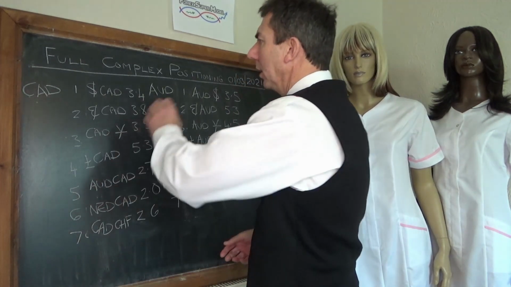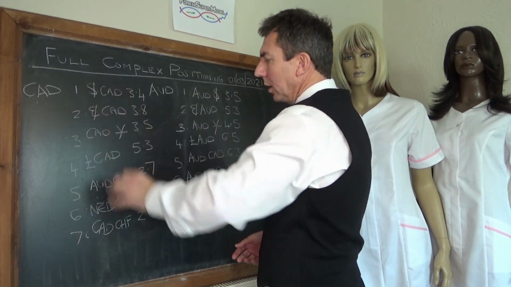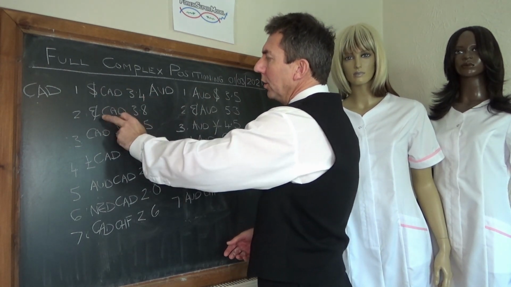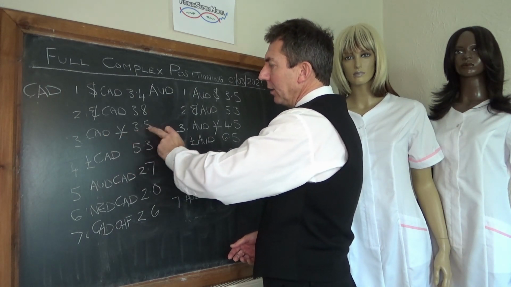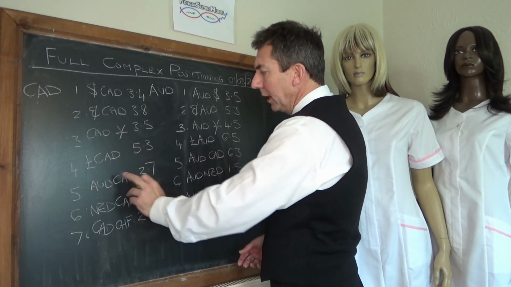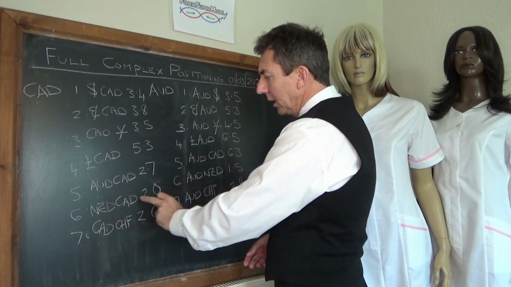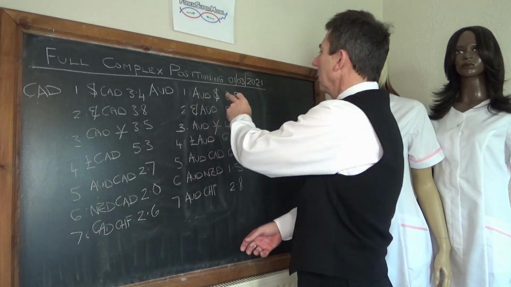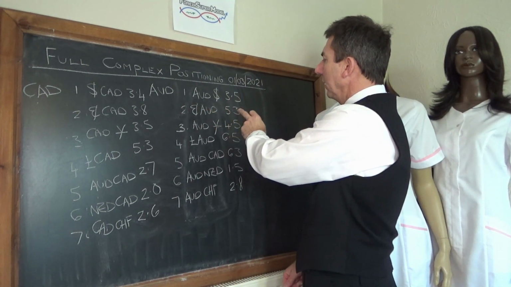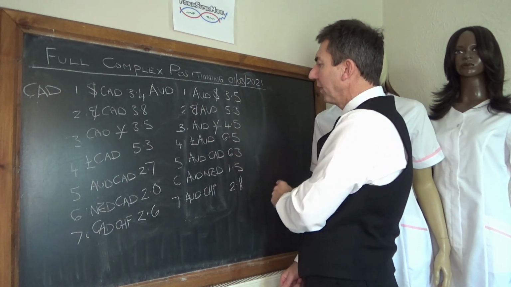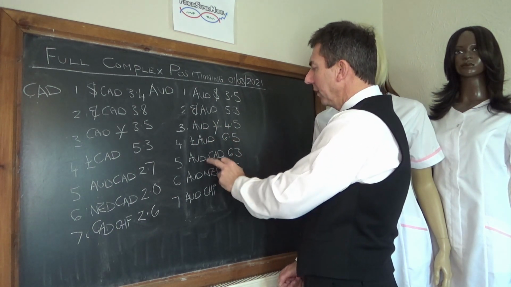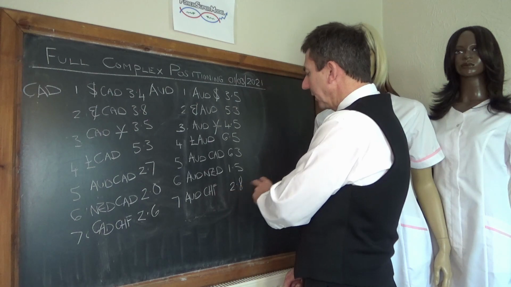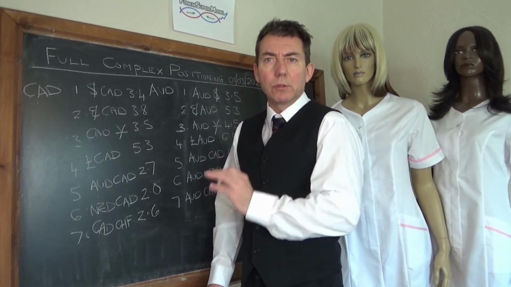Right, we're off again. So CAD this time, Canadian dollar, and AUD Australian dollar. CAD then. Dollar CAD 3.4, euro CAD 3.8, CAD yen 3.5, pound CAD 5.3, AUD CAD 2.7, New Zealand CAD 2.0, CAD Swiss franc 2.6. AUD dollar 3.5, euro AUD 5.3, AUD yen 4.5, pound AUD 6.5, AUD CAD 6.3, AUD New Zealand 1.5, and AUD Swiss franc 2.8. Right, last 2 coming up, and then we'll just have a quick talk about them.